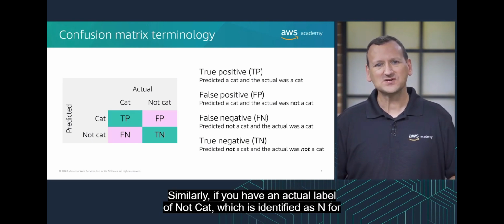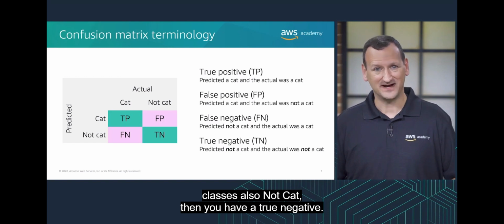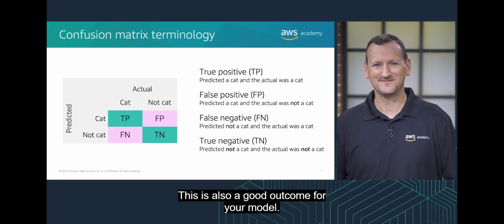Similarly, if you have an actual label of not cat, which is identified as N for negative, and the predicted label or class is also not cat, then you have a true negative. This is also a good outcome for your model.